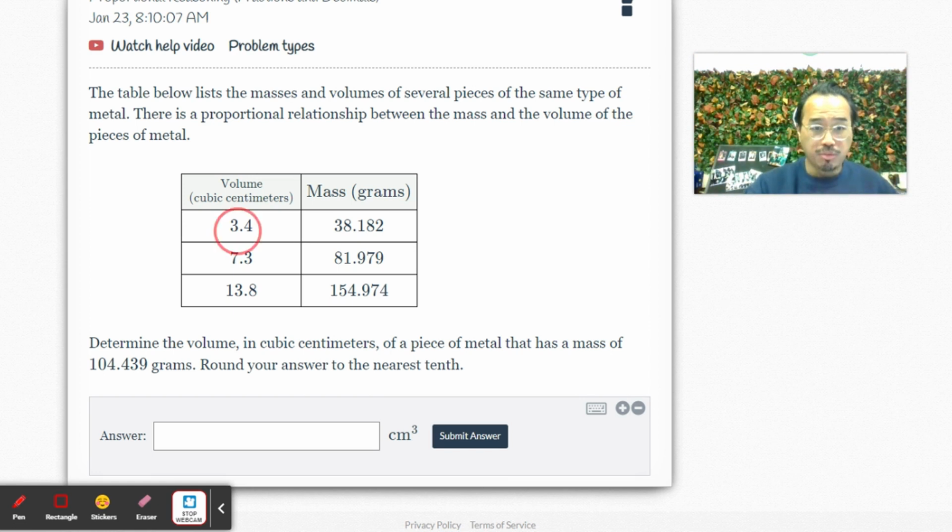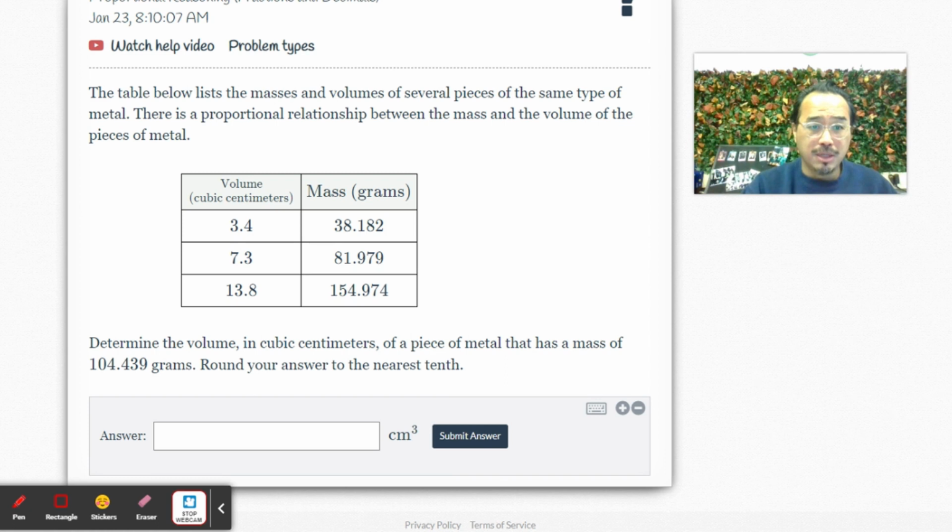If you want to put 3.4 on the top of the proportion and put mass at the bottom, 38.182, that's fine. You can put 783, or you could pick 13.8 and then 154. They're all consistent. They're all proportional to begin with. And if you want to test them, you could just cross multiply like that, 3.4 times, and you can tell. We're going to go into that more probably this week, or if not, next.